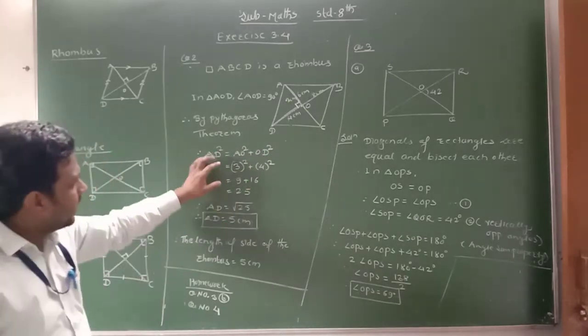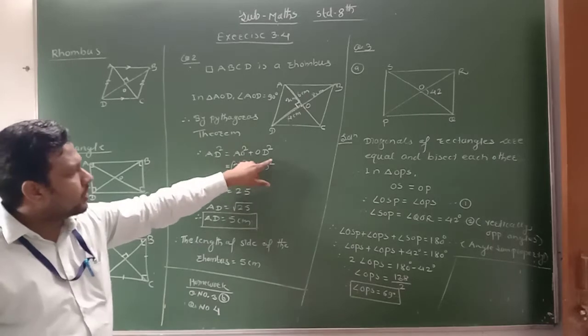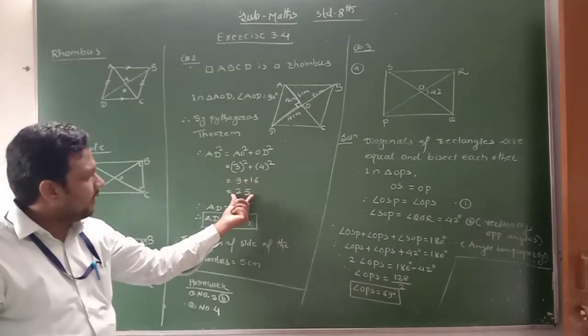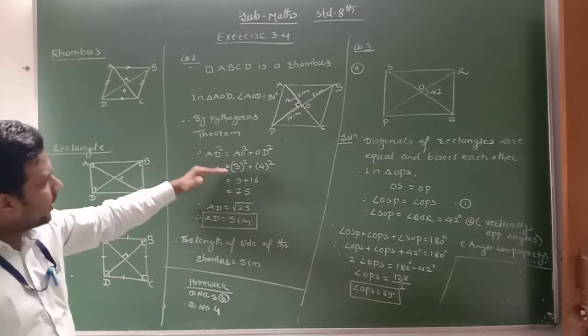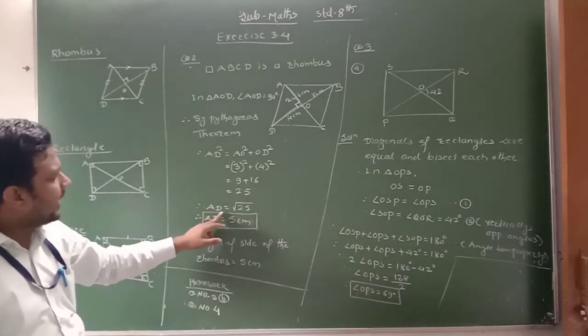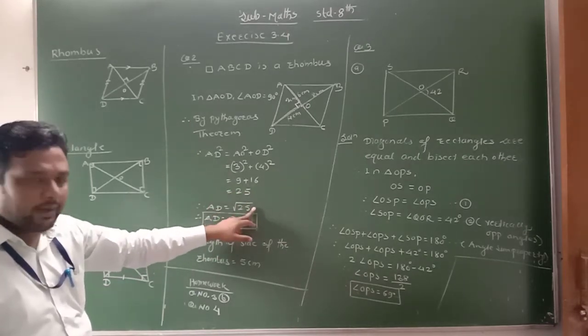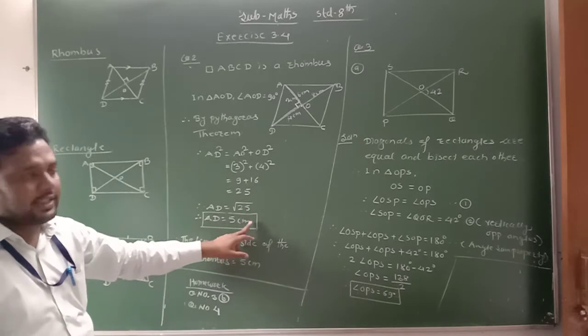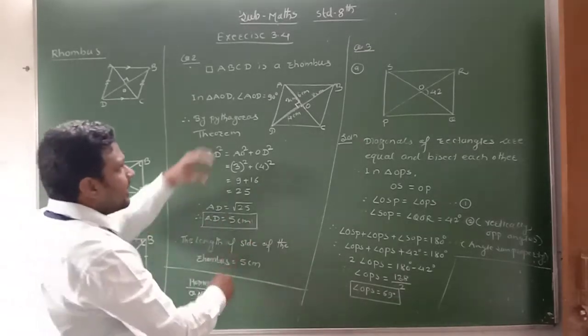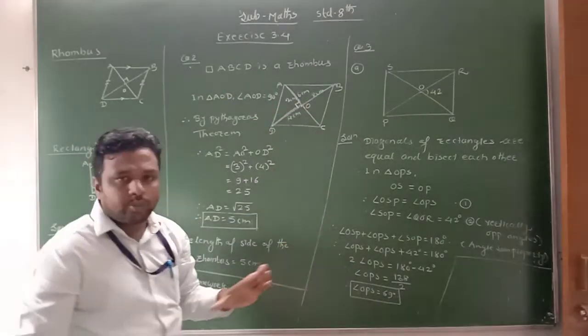4 square. 3 square, that is 9. 4 square, this is equal to 16. Here we get 25. Taking square root on both the sides, here we get AD is equal to square root of 25. Then AD is equal to what? 5 centimeter. If AD is equal to 5 centimeter, this is the side of the rhombus.